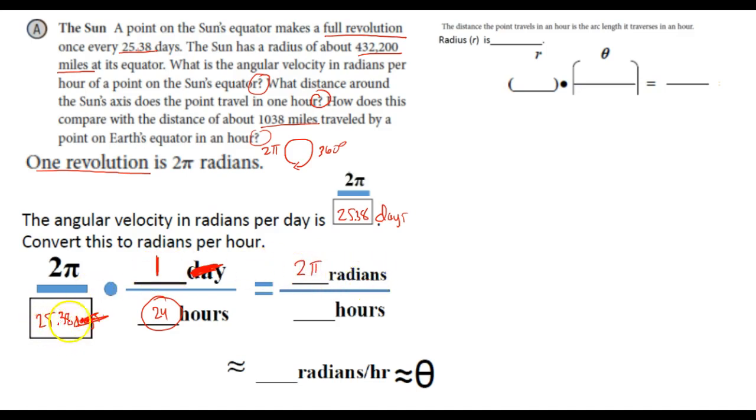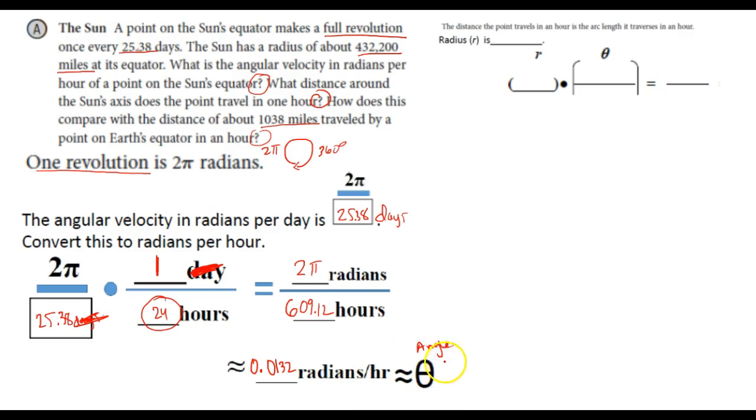And 25.38 times 24 is about how much? 609.12. Now let's equate that to an actual decimal answer, because that's a little bit easier to work with, especially for the next 2 questions we have to deal with. So let's divide 2 pi by 609.12. Go ahead and do that now. And that would be about 0.0132 radians per hour.